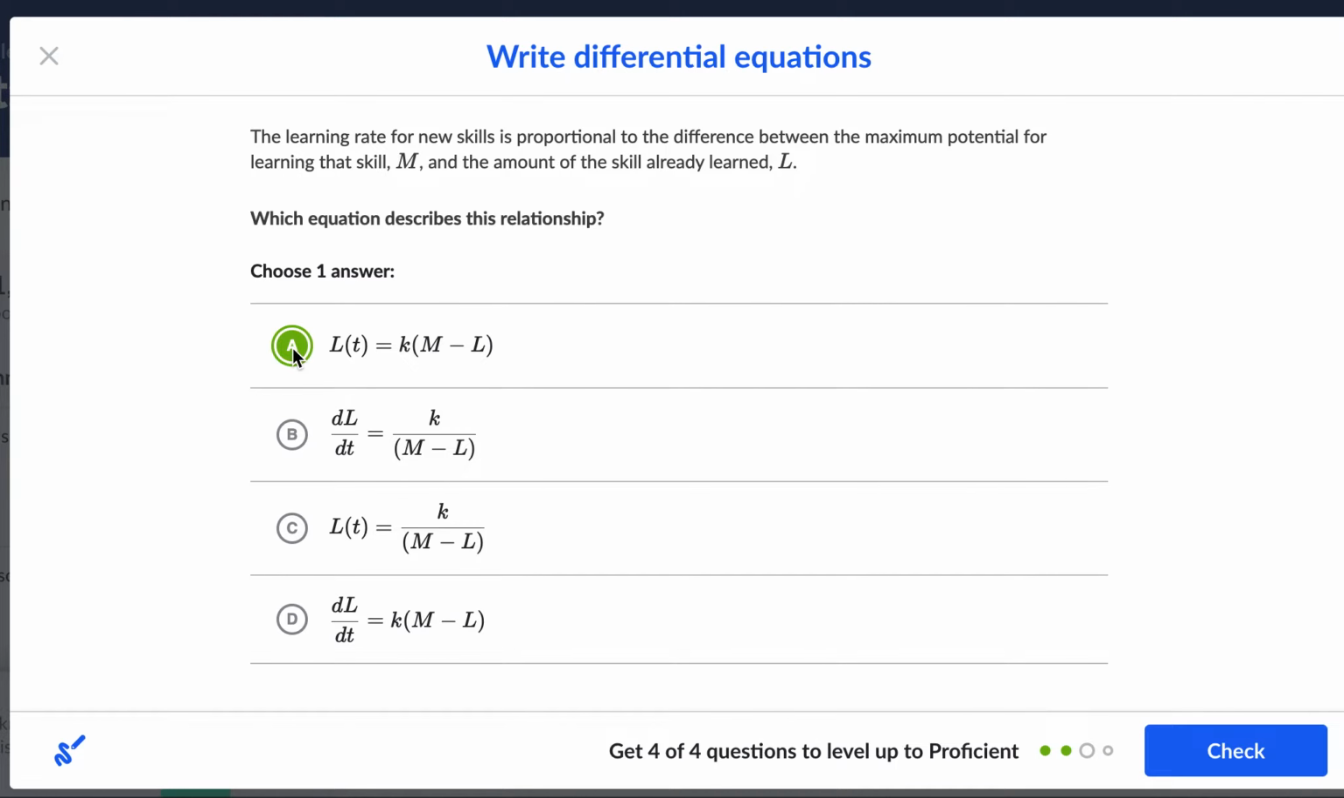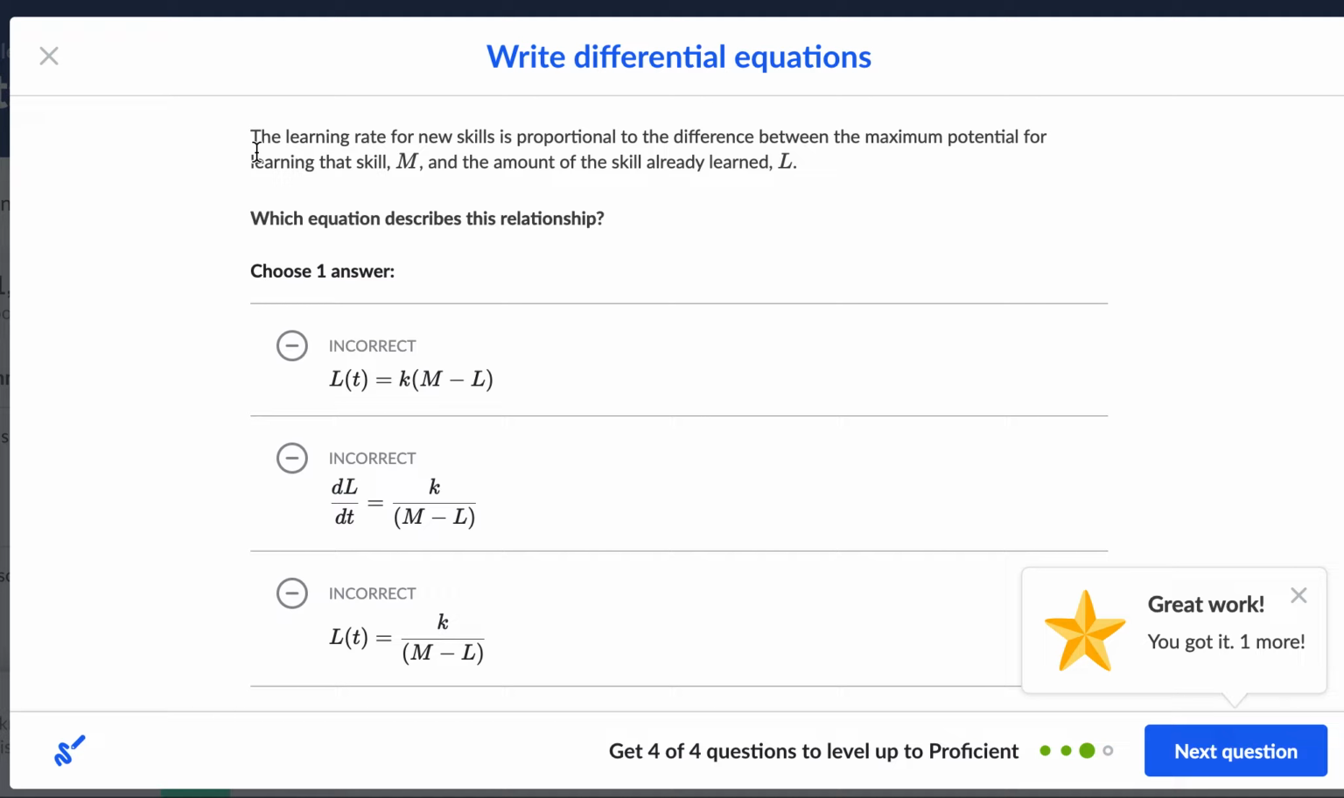All right? So then we've got the final one. The learning rate for new skills is proportional to the difference between the maximum potential for that learning skill, M, and the amount of the skill already learned. So which equation best describes this relationship? Whoops. Oh, sorry, done that one. I needed the next question.